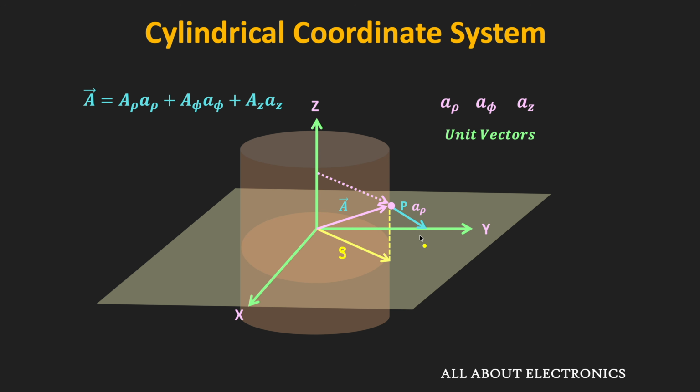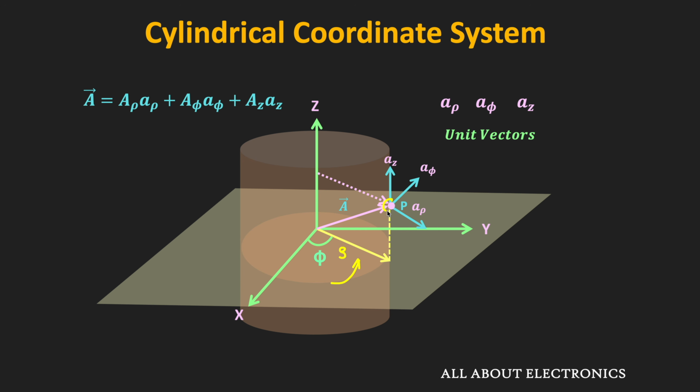Similarly, now let us see the direction of a phi. This angle represents phi, and as you can see over here, this phi is increasing in this direction. That means this unit vector a phi will also point in the direction in which the phi angle is increasing. So that will be in this direction. If you see its direction, it is tangent to the cylinder, and therefore sometimes this vector is also known as the tangential vector. And likewise, the direction of the unit vector a z will be parallel to the z-axis.